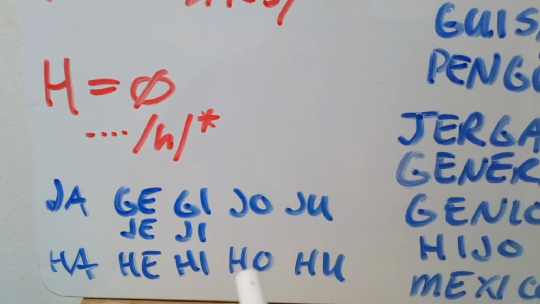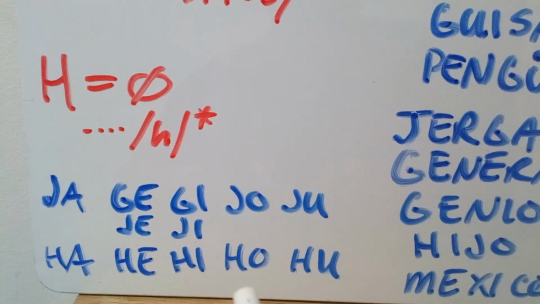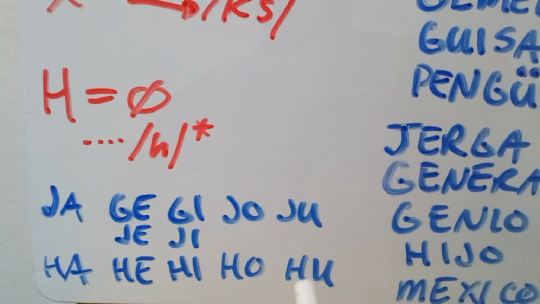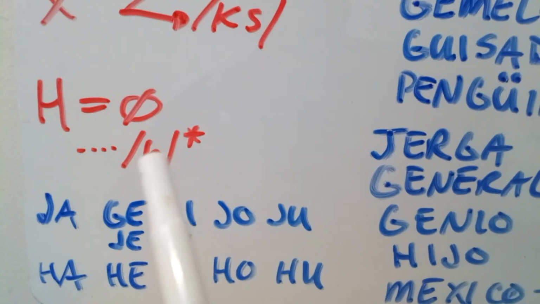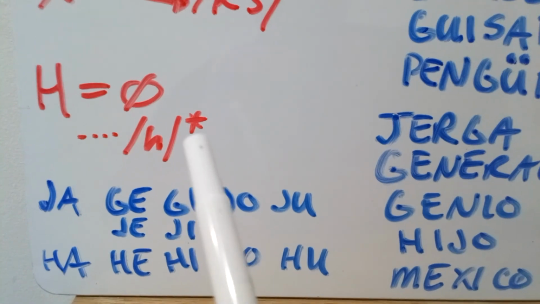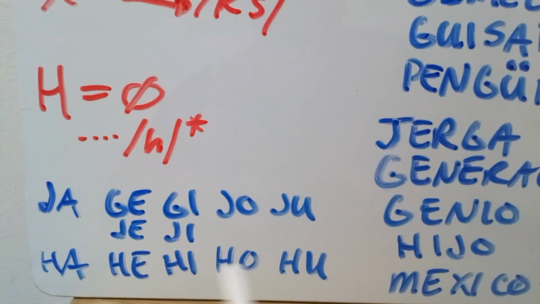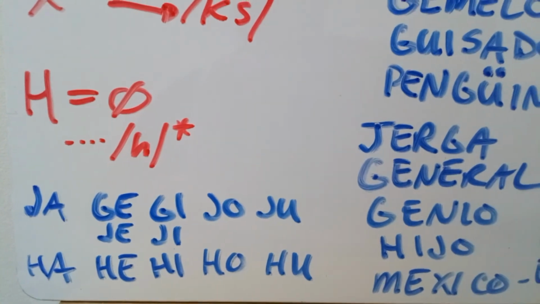e, i, o, u. Okay, don't pronounce it as ha, he, ho, hu, because that H, again, never makes a sound. The only time you'll hear it is when second language learners or other people trying to learn Philippine Spanish or Spanish in general accidentally put that h sound in it, but it's non-existent.